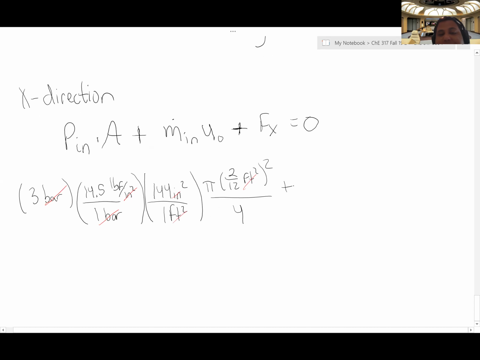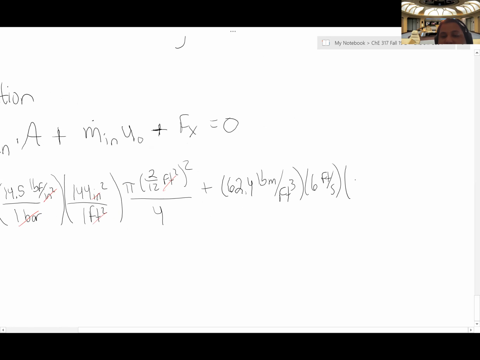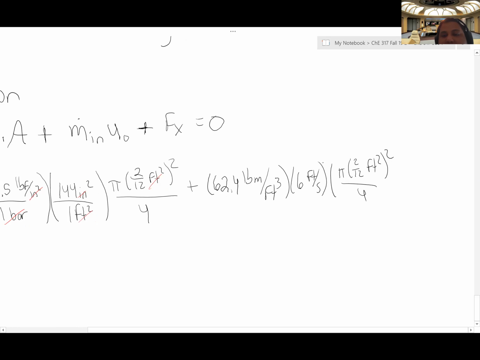Now I have my fluid flow, which, assuming this is water, my mass flow would be rho times U times A, which would be the density of water, 62.4 pound mass per cubic foot, times my velocity, 6 feet per second, times the area, which is pi times 2 over 12 feet squared over 4, times the velocity again, or I can just square it here.